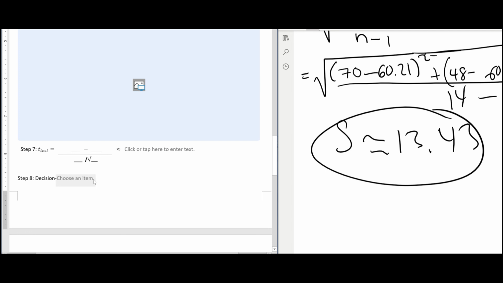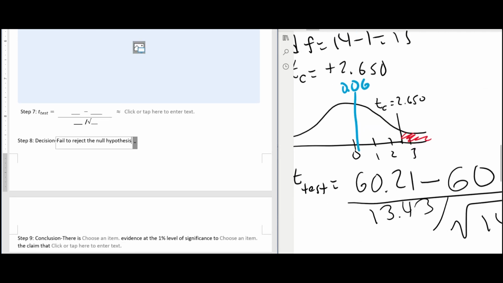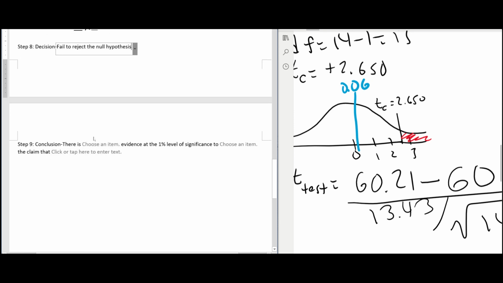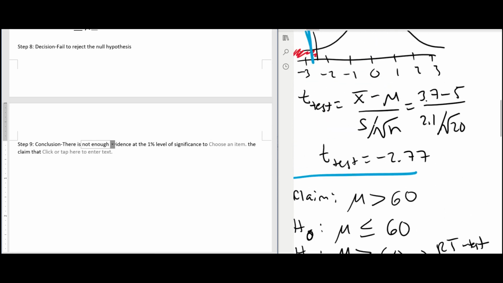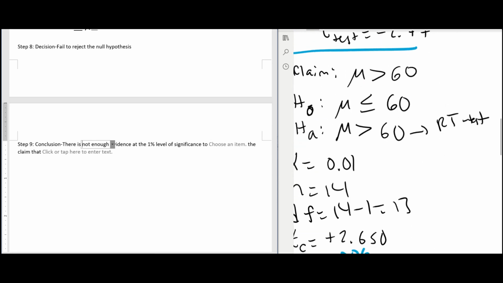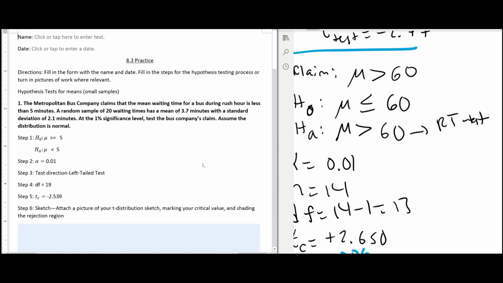Our decision here is to fail to reject. I'm sorry, I said reject. Fail to reject because we don't have enough evidence, because it's outside of the rejection region here. So that means we do not have enough evidence. There is not enough evidence at the 1% level to, now the claim belongs to our HA. So we're going to use the word support. Otherwise, we would use the word reject. So there is not enough evidence to support the claim.